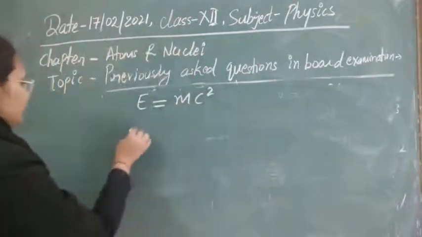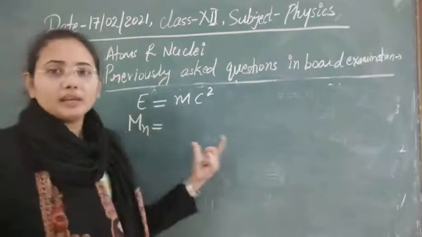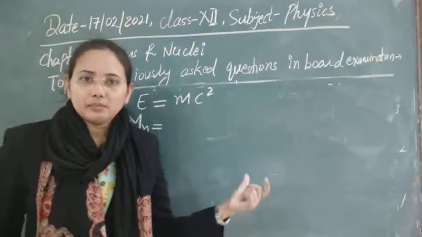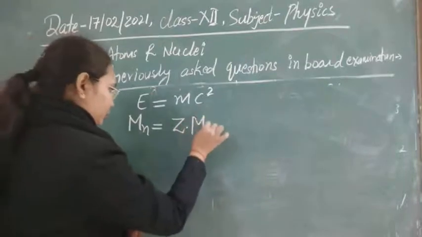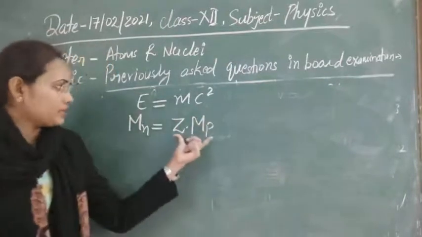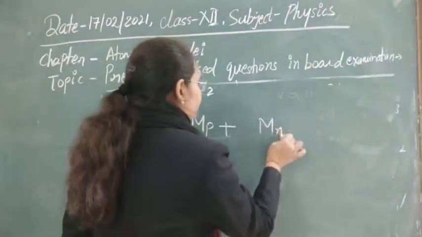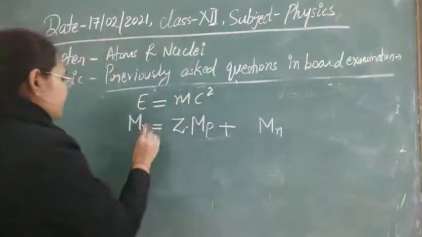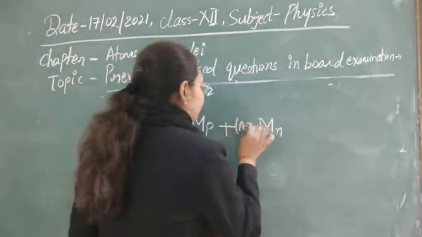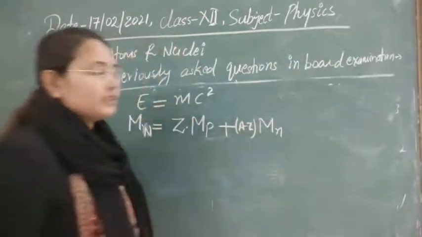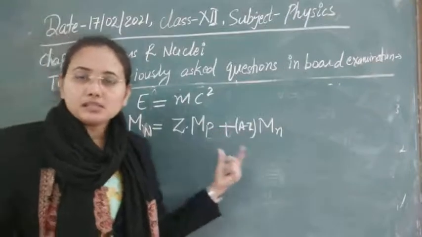So if we calculate the mass of the nucleus, it should be equal to the mass of its constituent particles. If we have Z number of protons and the mass of one proton is mp, then the whole mass of protons will be Z mp. Also, if the mass of one neutron is mn, here taken as capital M, and we know that A minus Z neutrons are in the nucleus, then this should be the mass of the nucleus using its constituents.